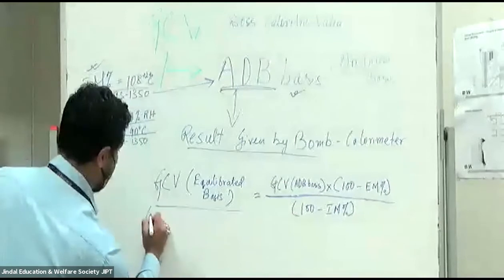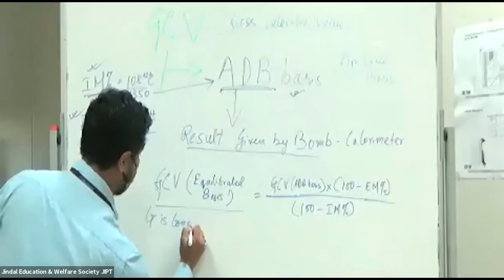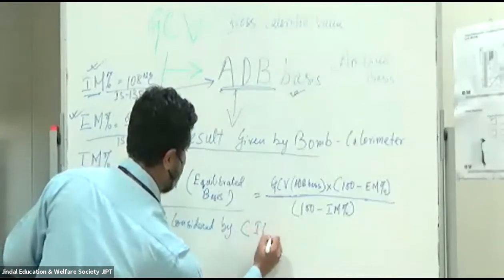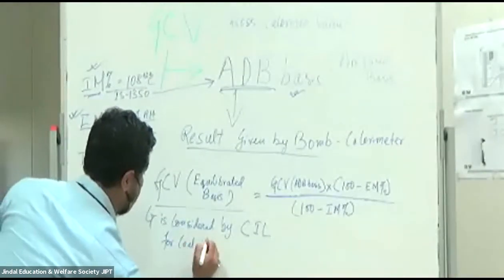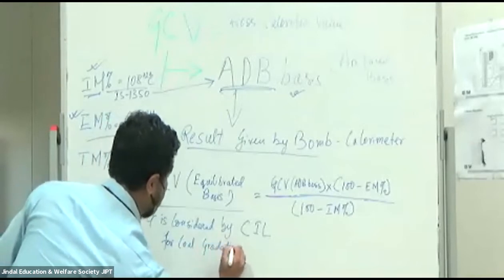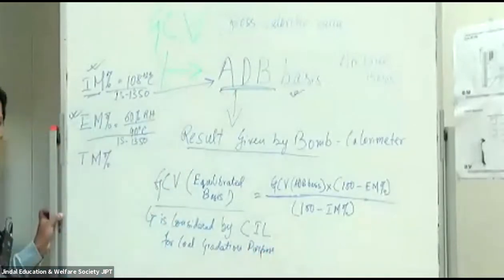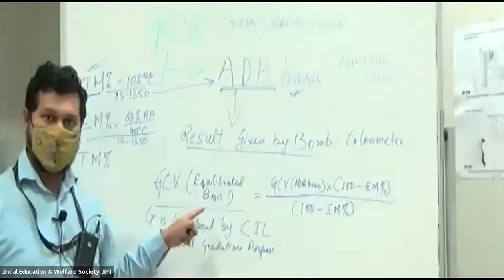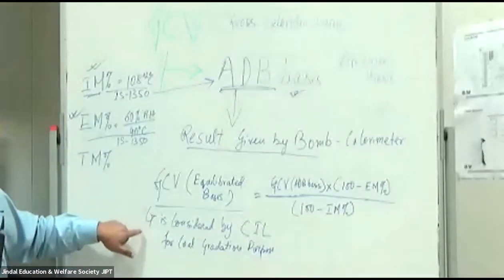This GCV is considered by CIL. I hope everybody knows CIL, Coal India Limited, for coal gradation purpose. What you have seen in the slide, the G1 to G17 grades, all are on the basis of equilibrated GCV. G1 to G17, okay? All are on the basis of equilibrated basis GCV.